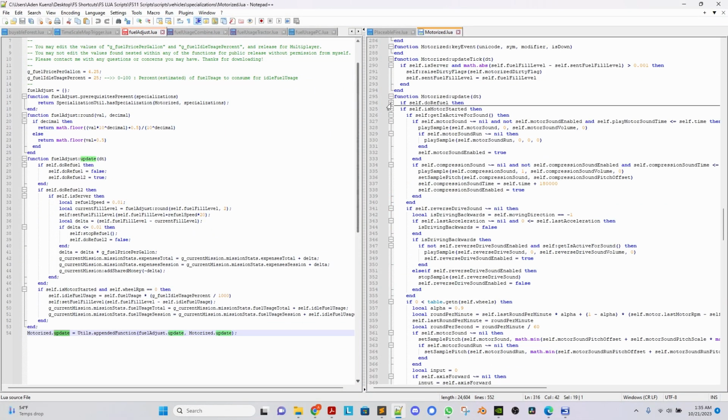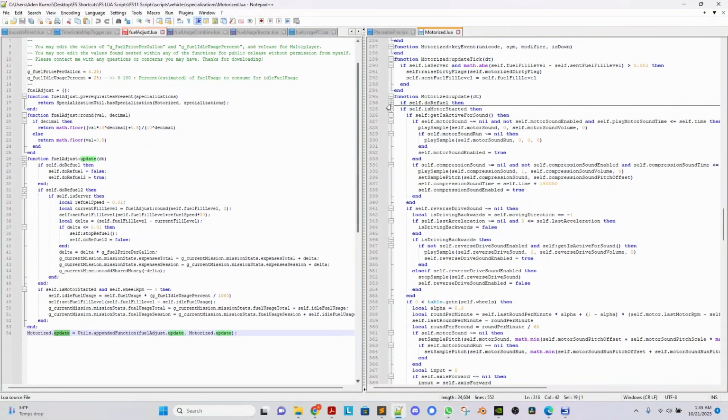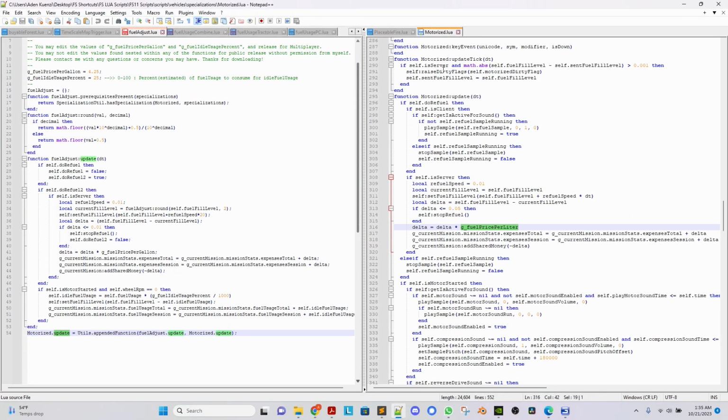Well, if you're refueling and if your motor is started, those are really the 2 activities that it's taking care of. An update, by the way, is something that happens every frame. I think this DT maybe is the frame number that it's on, but in short, this is happening over and over with rapidity throughout the game. So when you want stuff to happen a lot or to check on things a lot, you put it in update.